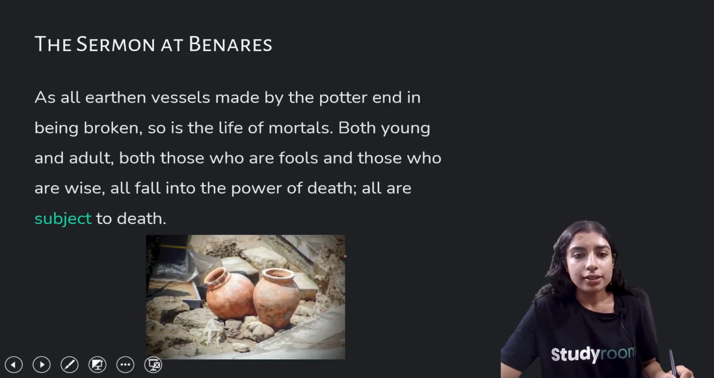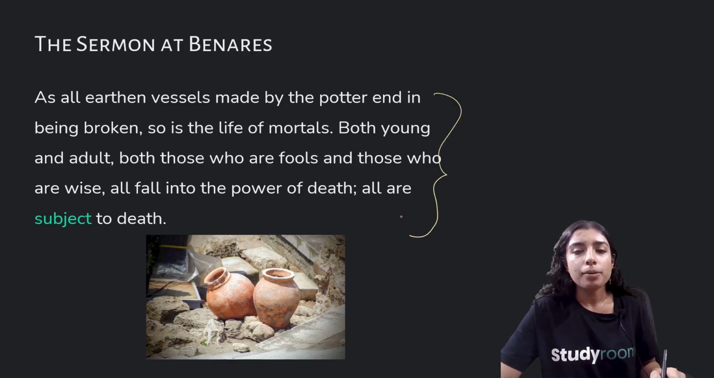As all earthen vessels made by the potter end in being broken, so is the life of mortals, both young and adult, both those who are fools and those who are wise, all fall into the power of death. All are subject to that. So, in this particular part, the author represents a connection between the earthen vessels that are made by the potter and the life of mortals.